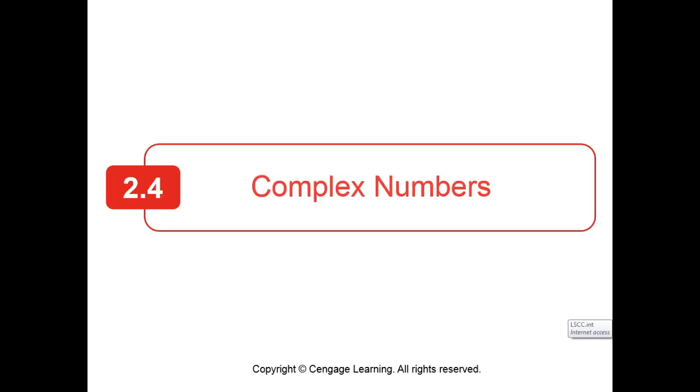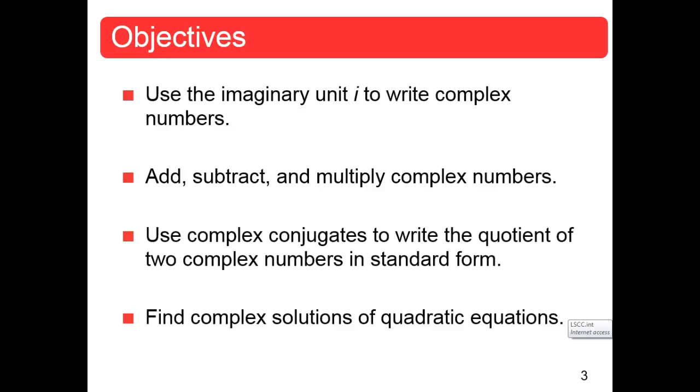2.4, complex numbers, okay? That doesn't mean they're complicated numbers. Complex has a very special meaning in mathematics. And that has to do with this thing they call the imaginary unit i. We'll use that to write complex numbers. We'll add, subtract, and multiply complex numbers. Then we'll use something called complex conjugates to write the quotient of two complex numbers in standard form, which we talked about earlier. And we'll not really do many complex solutions to quadratic equations, but I'll talk about them, okay?